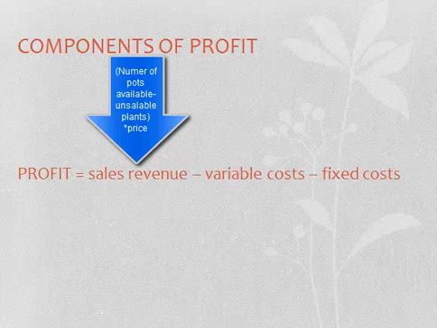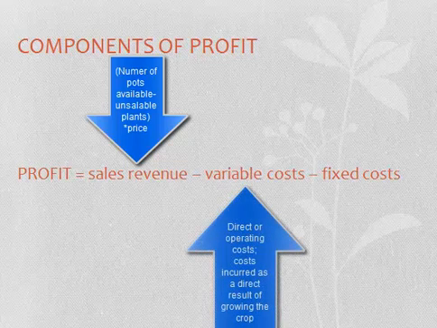Then you subtract the variable cost. Variable costs are direct cost. Those are the costs associated with that crop. You only have that cost because you had that specific crop. So if we were talking about your 100 mums, the cost of 100 pots would be a variable cost.